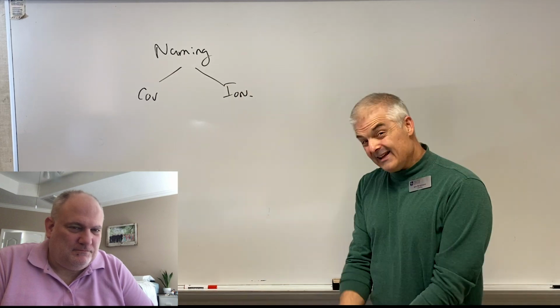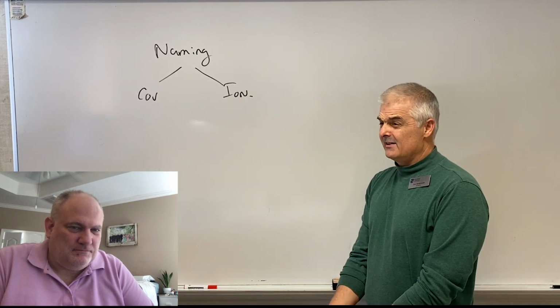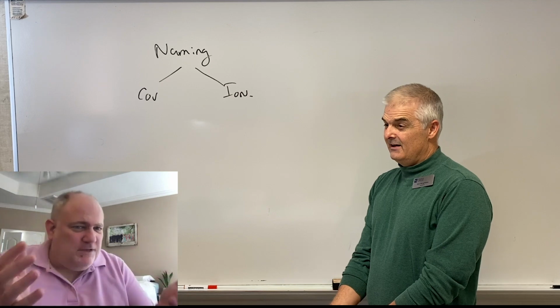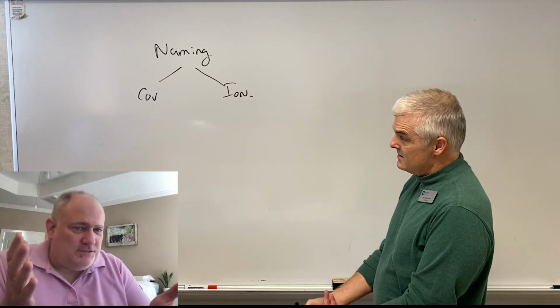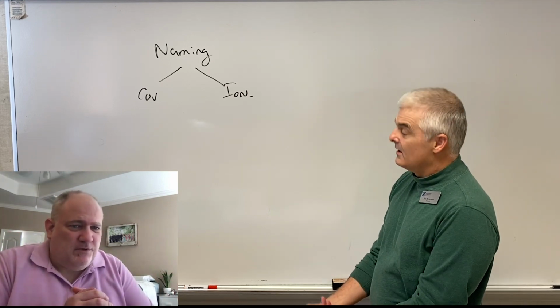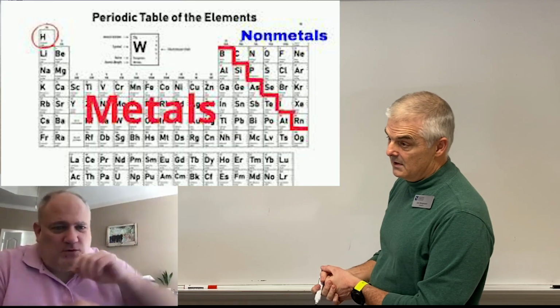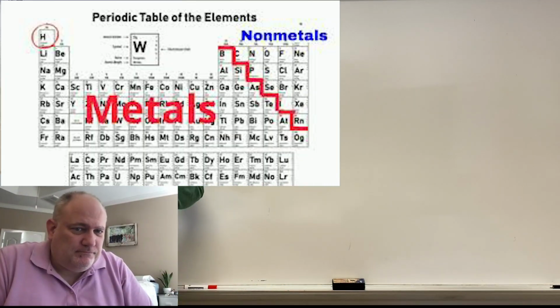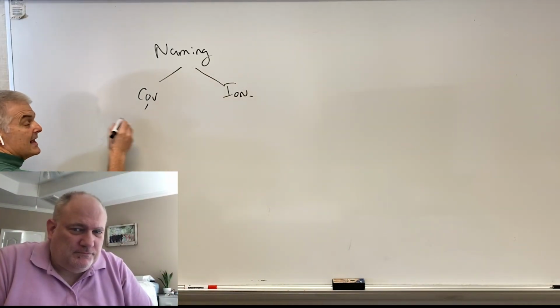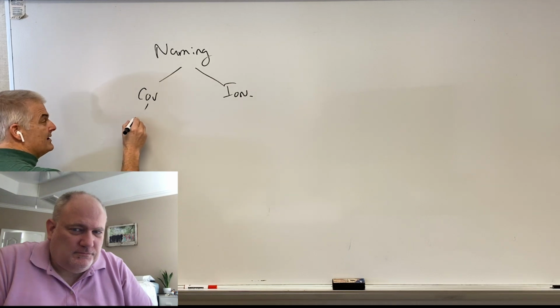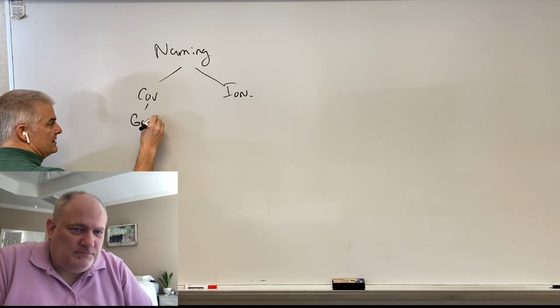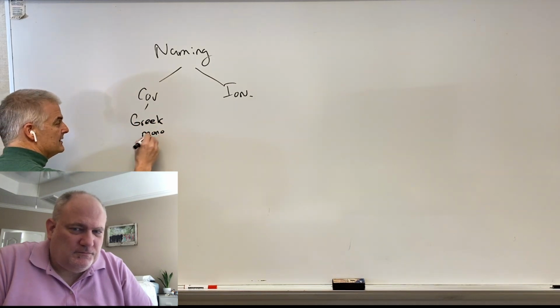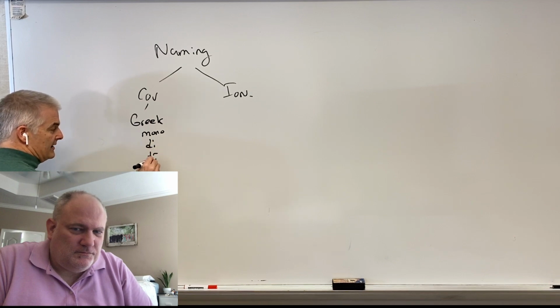So if you've got a covalent compound, Mr. Dmitrievich, what does that mean again? It really just means you have two non-metals that are together. And we can see those in the upper right-hand corner of a periodic table. Right, so covalent compounds are non-metal to non-metal, and in this case, guys, we're going to use the Greek system. Remember, that's mono, di, tri.